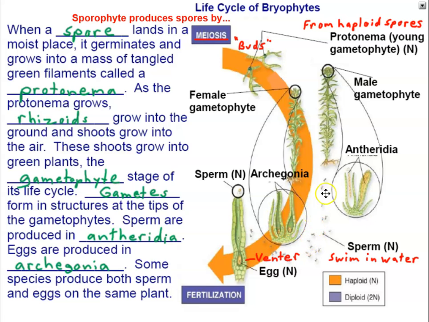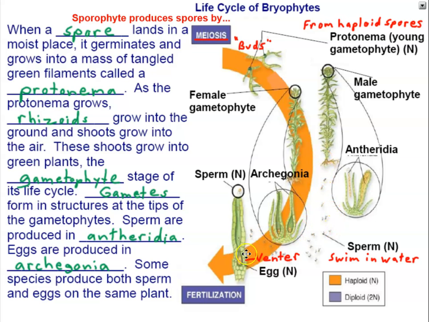And when the sperm swims to the egg, and that requires water, they have to swim in water, they have to swim in something. So that means that the tops of the plants have to be either covered in water, or raindrops will splash sperm from the male gametophyte to the female gametophyte. But either way, they depend on water for getting the sperm to the egg.